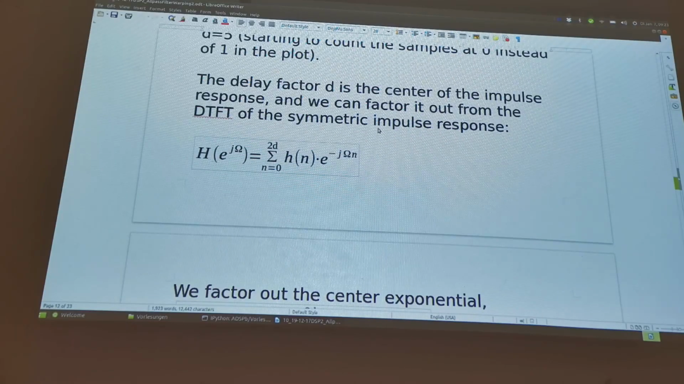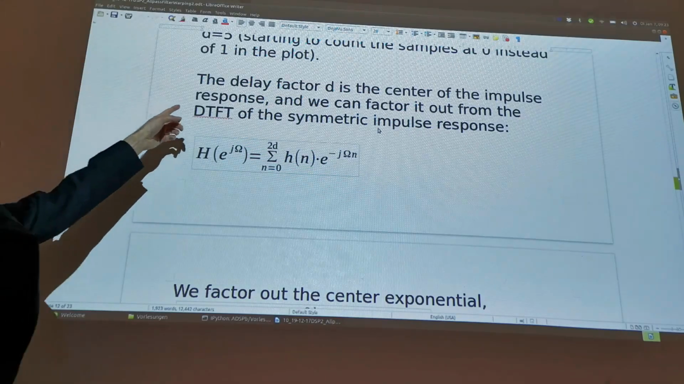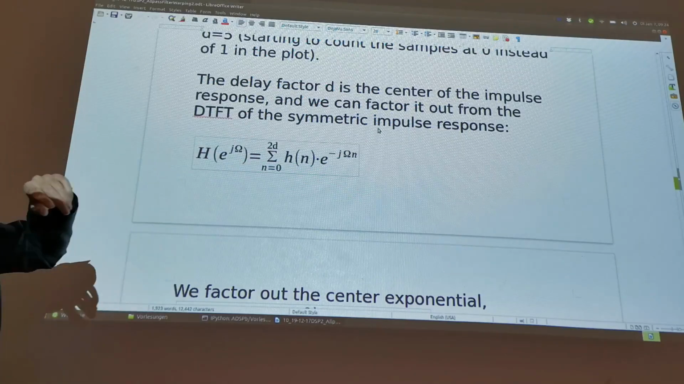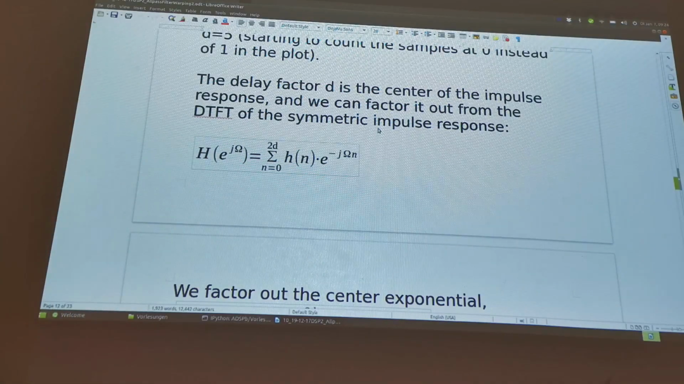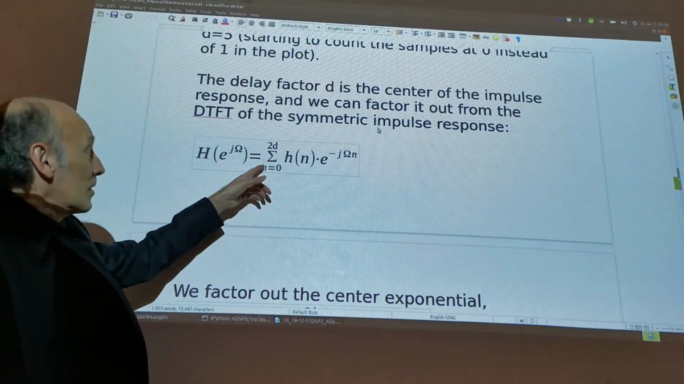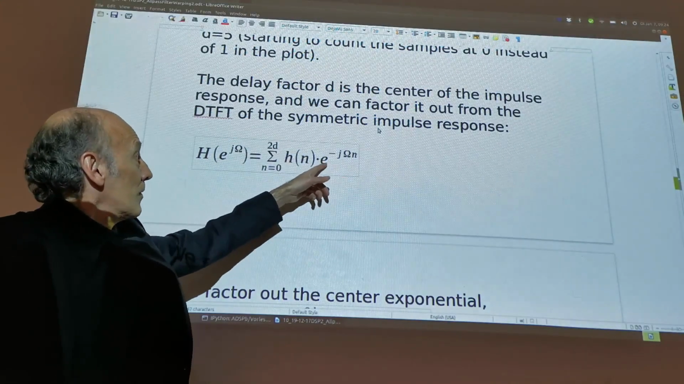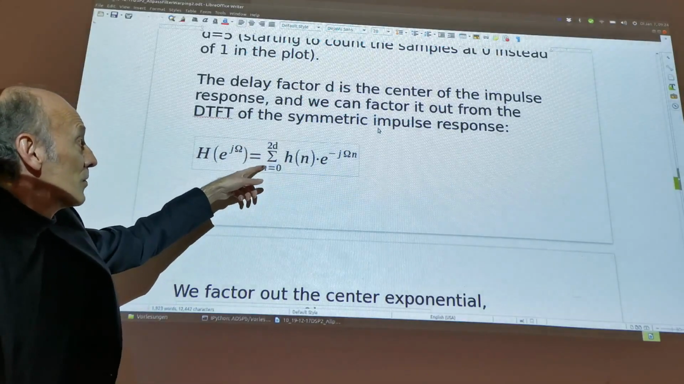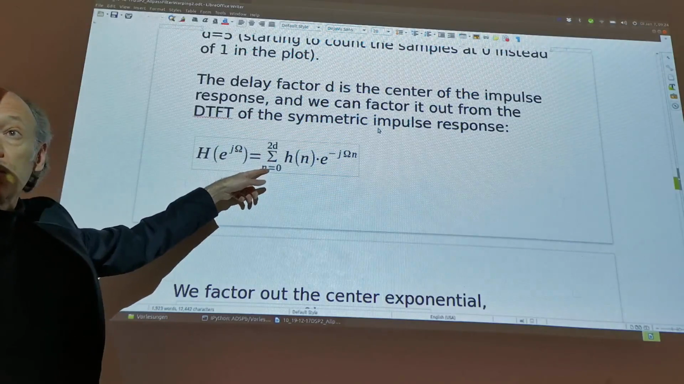Yeah, so the delay factor d is the center of the impulse response, and we can factor it out from the DTFT of the symmetric impulse response. So if we now apply the DTFT for the frequency response, remember we want to see that this is really a linear phase filter, then we get this equation. So here we have the coefficients. This is the DTFT, goes over the length of the filter.